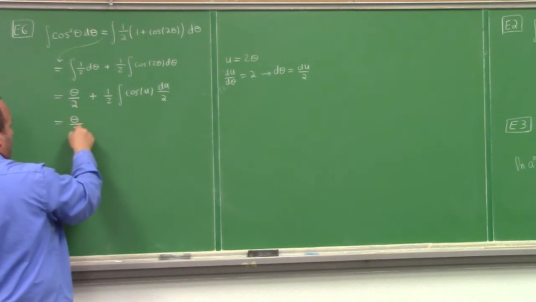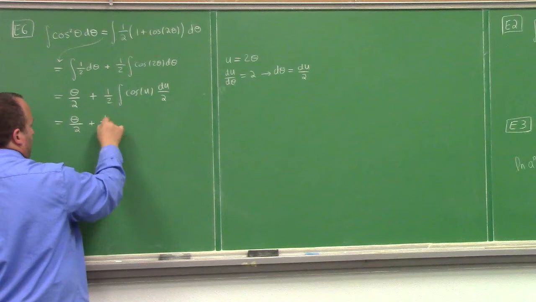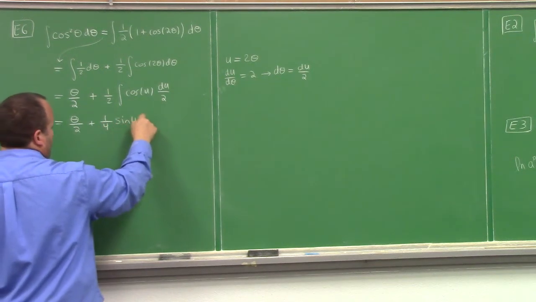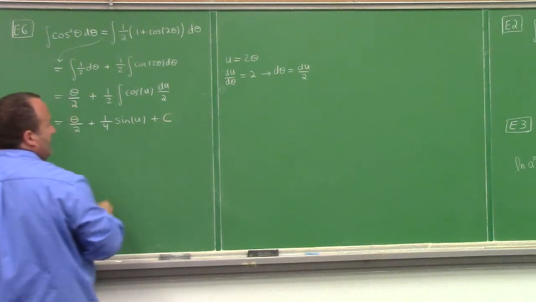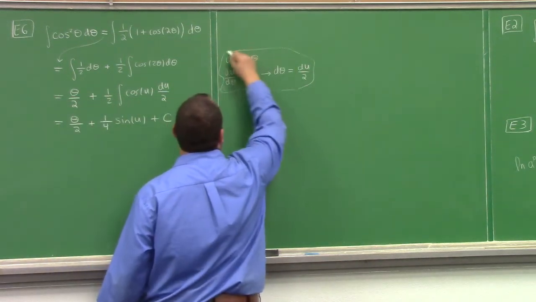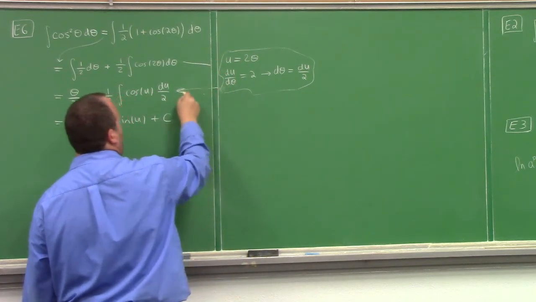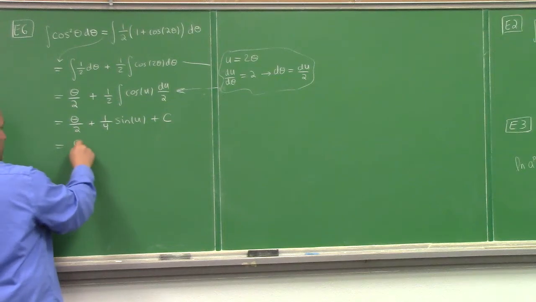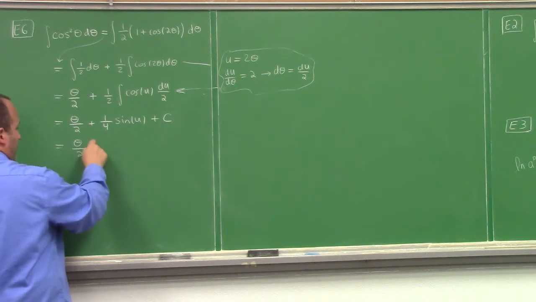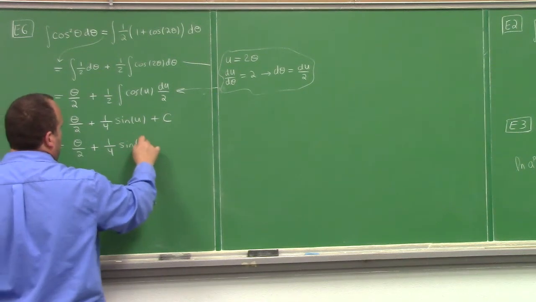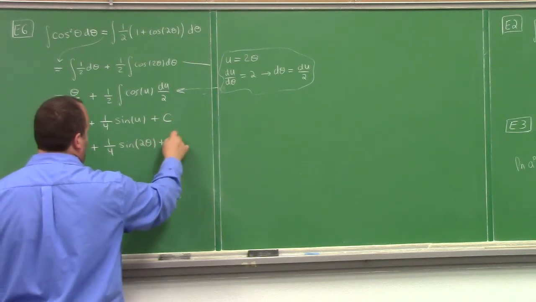So that's theta over 2 plus 1/4. What's the integral of cosine? Sine, right? Sine of u plus a constant. But then before we're done, what are we going to do? We change back to the original variable, right? So this is theta over 2 plus 1/4 sine of 2 theta plus a constant.